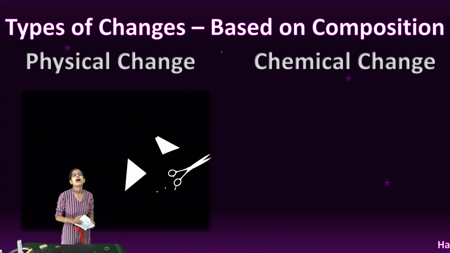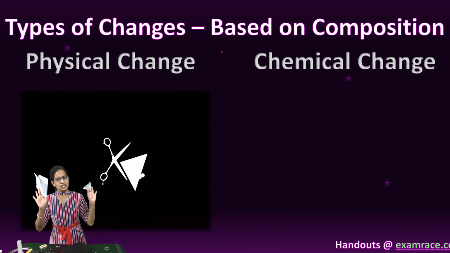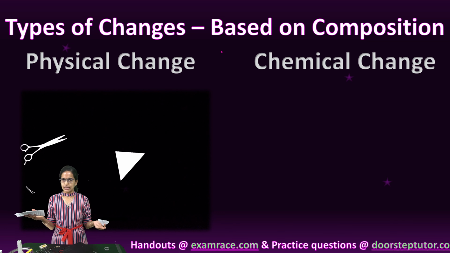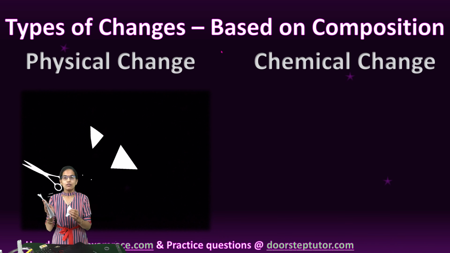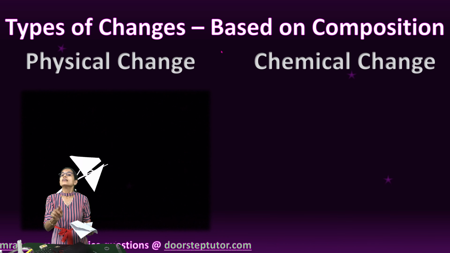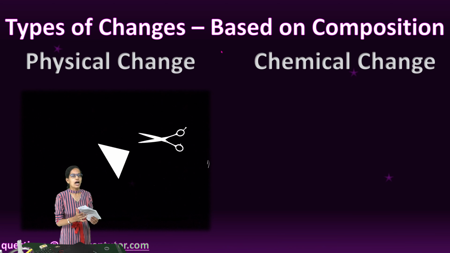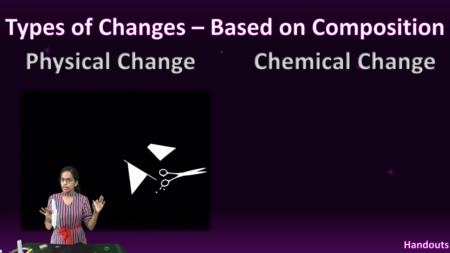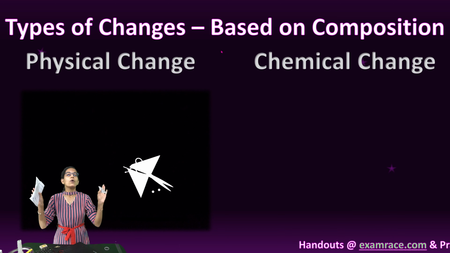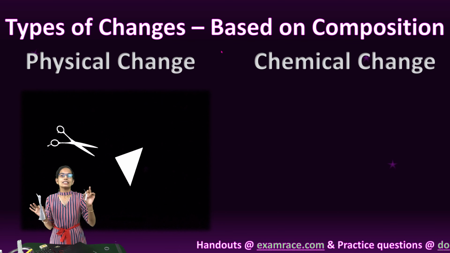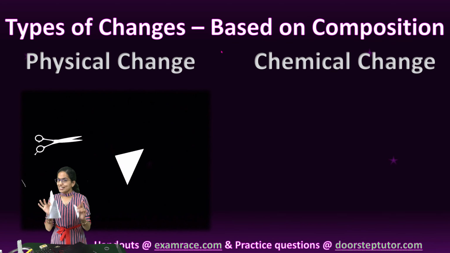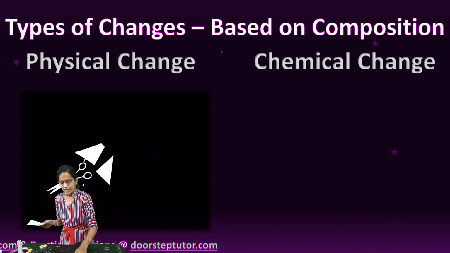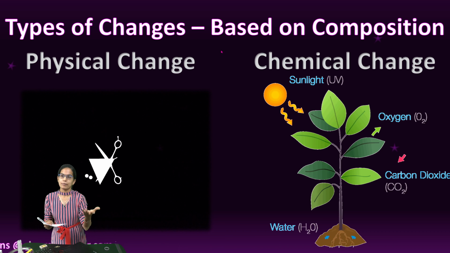The next is a physical change and a chemical change. So the same paper, folding of this paper, tearing of this paper is definitely a physical change. But folding was a physical reversible change. However, tearing of the paper was a physical non-reversible change. So never go by the words that physical changes are reversible. Physical changes can be reversible, can be non-reversible. Then I have an example with the chemical change.